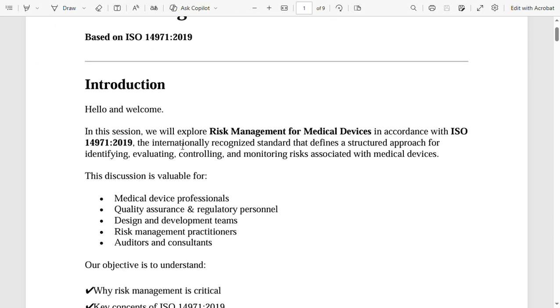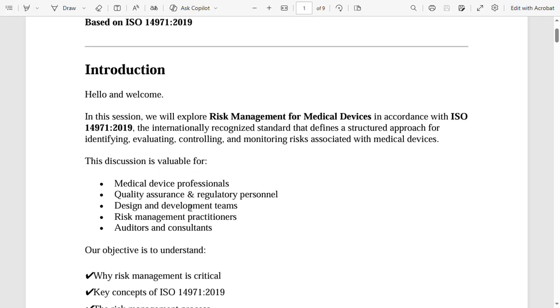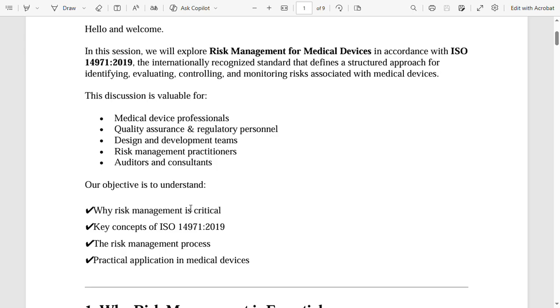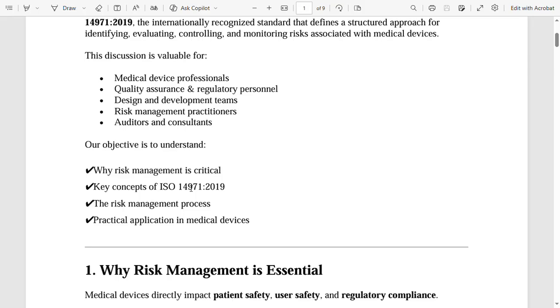Introduction. Hello and welcome. In this session, we will explore risk management for medical devices in accordance with ISO 14971:2019, the internationally recognized standard that defines a structured approach for identifying, evaluating, controlling, and monitoring risks associated with medical devices. This discussion is valuable for medical device professionals, quality assurance and regulatory personnel, design and development teams, risk management practitioners, auditors, and consultants. Our objective is to understand why risk management is critical.